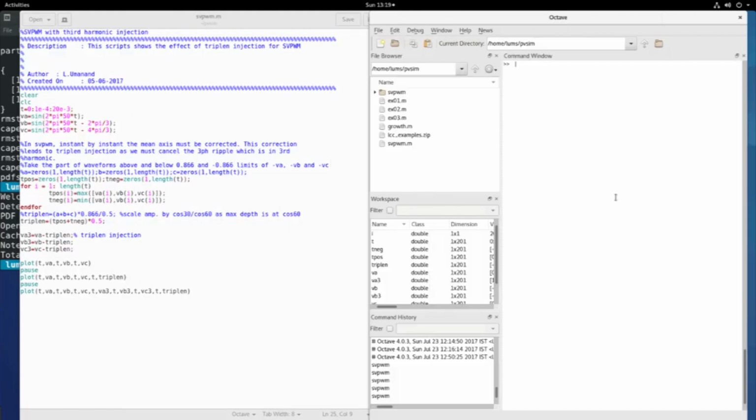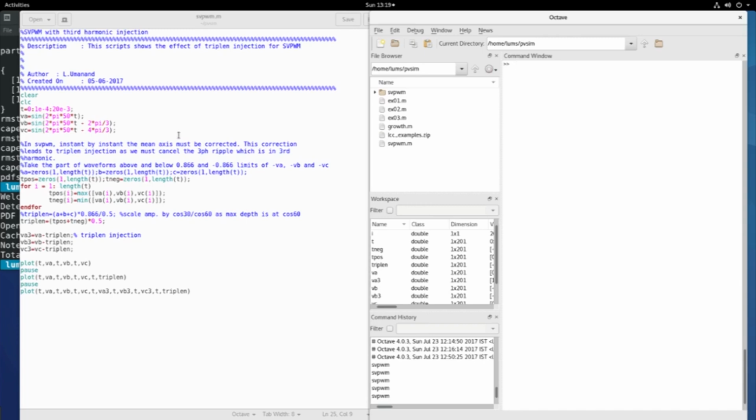Let us understand this by going to Octave. I have a small script written, svpwm.m. Here what I am trying to show is the effect of third harmonic triplen injection into the fundamental, and what advantage you gain in SVPWM because of the third harmonic.